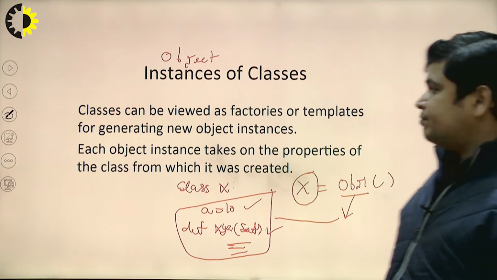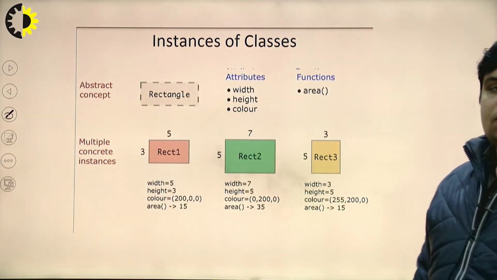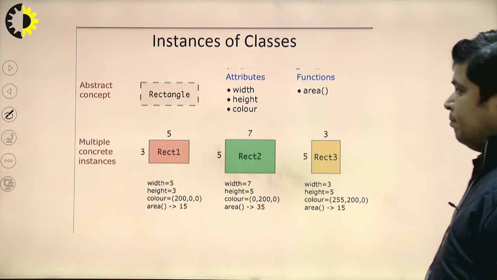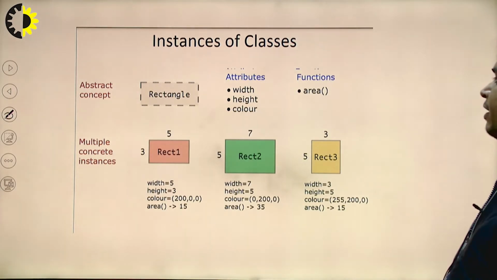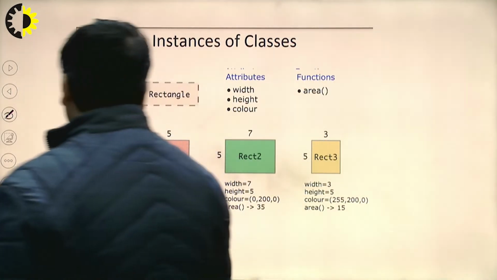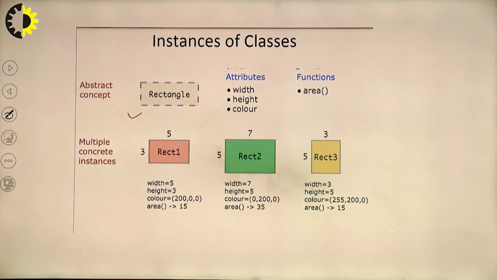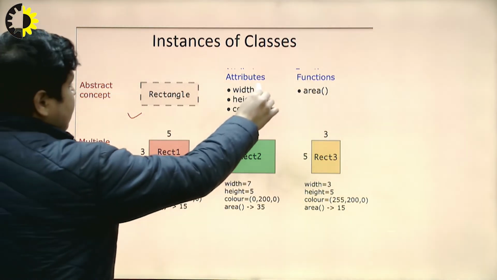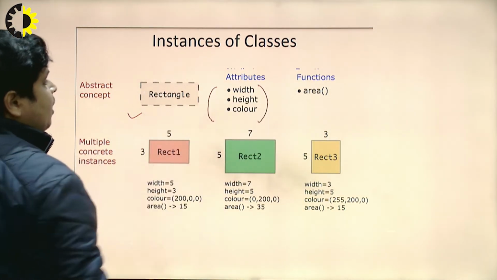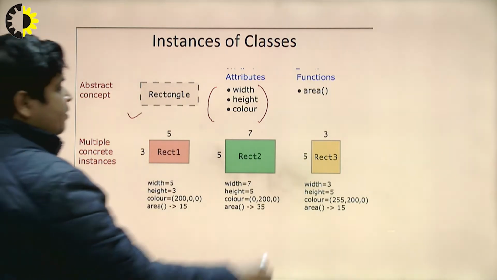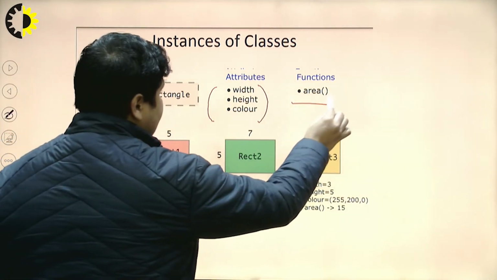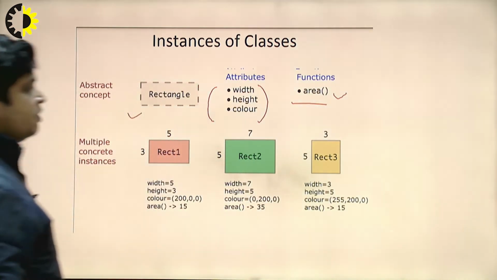Now this is a beautiful example you will see here. This is one class. Class name is rectangle. This is called the abstract concept. Inside this class we have three attributes: first one is width, height and color, and inside that class I have defined one function which is called area.